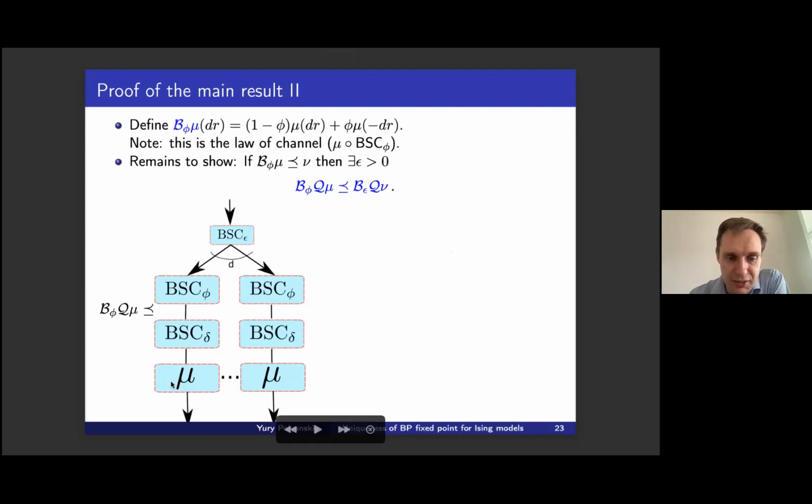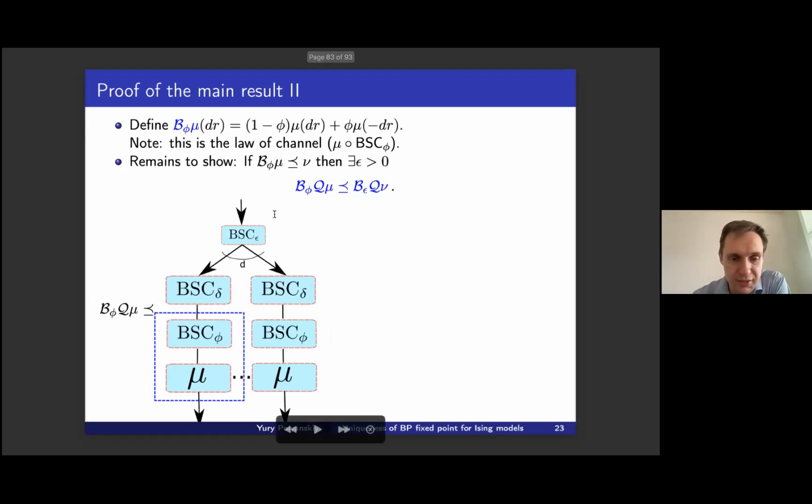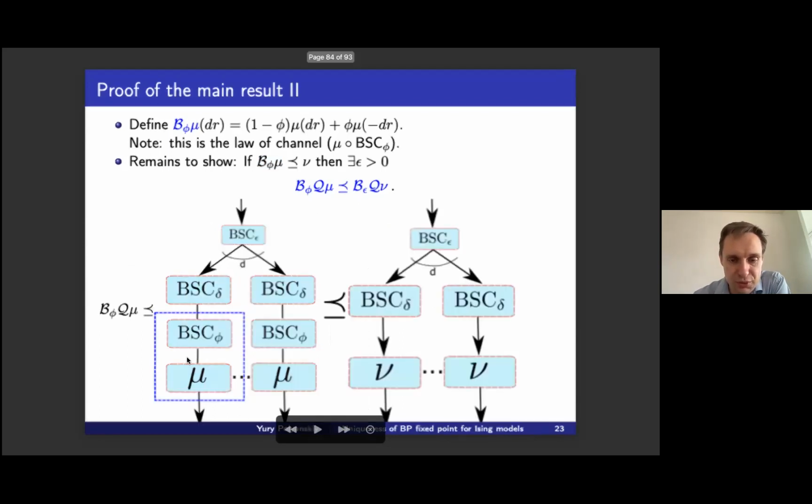I just rewrote that same inequality here. We have BSC epsilon phi delta mu on each branch. Well now we use commutativity of these BSCs. It doesn't matter if you first flip the bit with phi probability and then delta, or delta then phi. You will get exactly the same result, so we decompose them like this. That's exactly the same operation, the equality of transformations. So far we proved that the left-hand side is upper bounded by this block. Now let's focus on this piece. This is BSC phi followed by mu, but that's nothing else than what we call B phi mu. So this block can be replaced by nu, right?